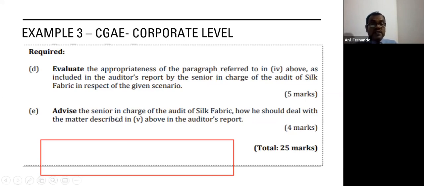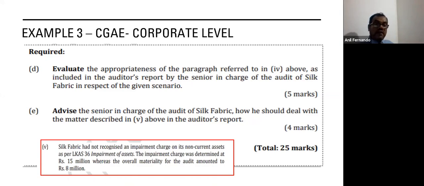And the second one, advise the senior in charge of the audit of silk fabric how he should deal with the matter described in 5 above, in the auditor's report. So therefore, it is very clear that the senior in charge of the audit team cannot be advised by the outsiders. It should be audit manager or audit partner, likewise, so superior. So you have to think that one who is going to give advice to the senior in charge should have superior knowledge about audit, otherwise you can't advise. So think from that particular perspective.